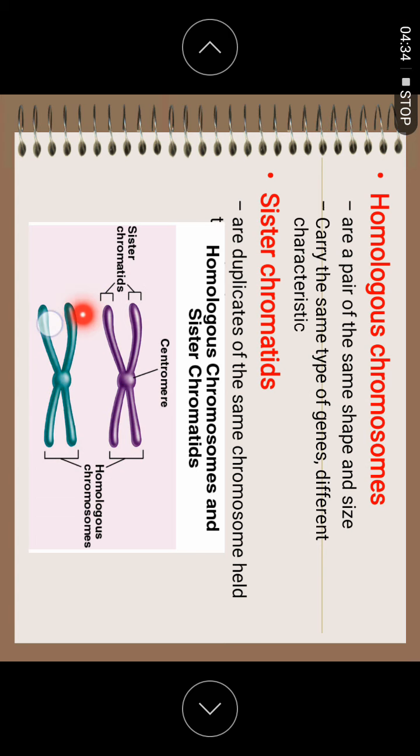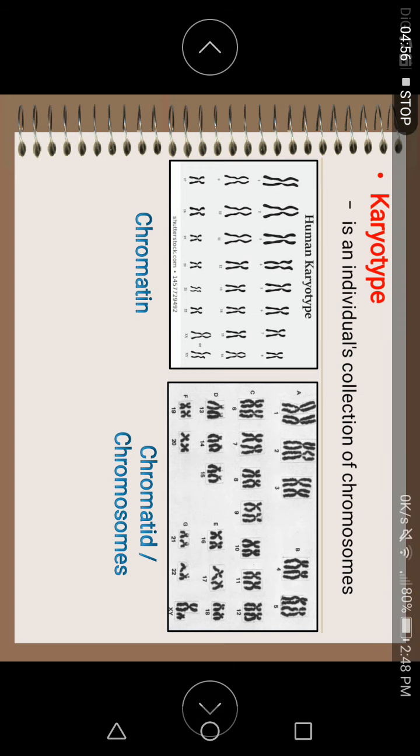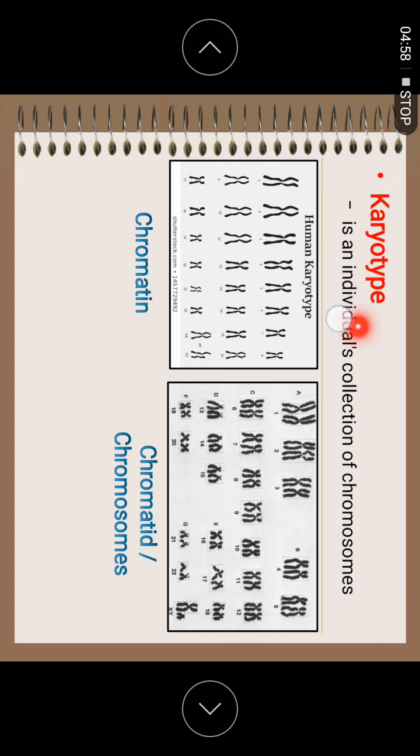That's why we will see more in genetics later on, in the next chapter. Now sister chromatid is another term that you have known. Sister chromatid is after duplication. Now this is the karyotype that we can see here. When I mentioned karyotype just now, maybe you were not clear, so now you see the word.